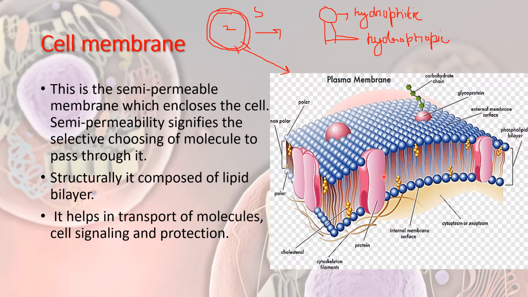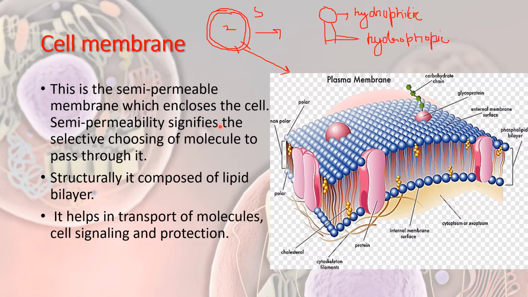And you can also see this structure. What are these pink bodies? These are proteins. These are embedded proteins. Basically two types of embedded proteins are present in the plasma membrane. Some are completely inserted in the plasma membrane and some are loosely attached. The integral proteins span the membrane and help in transporting molecules, and the peripheral proteins are loosely attached and help in cell signaling or act as enzymes. So the membrane helps in transport of molecules, cell signaling and protection.